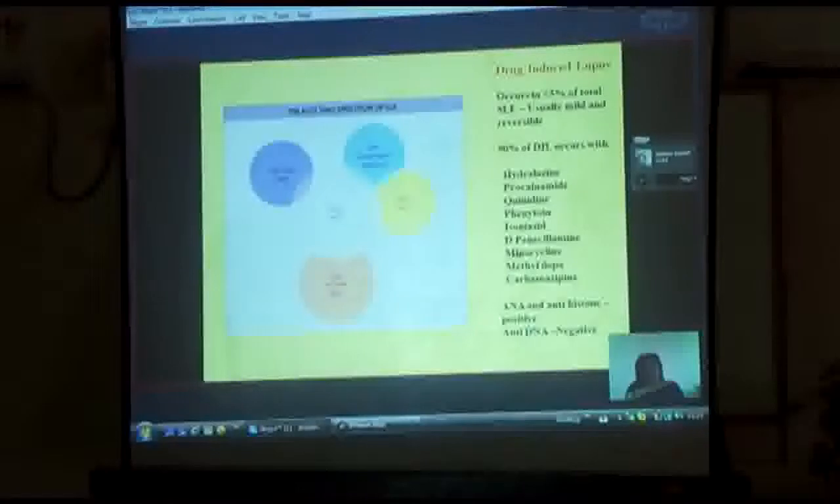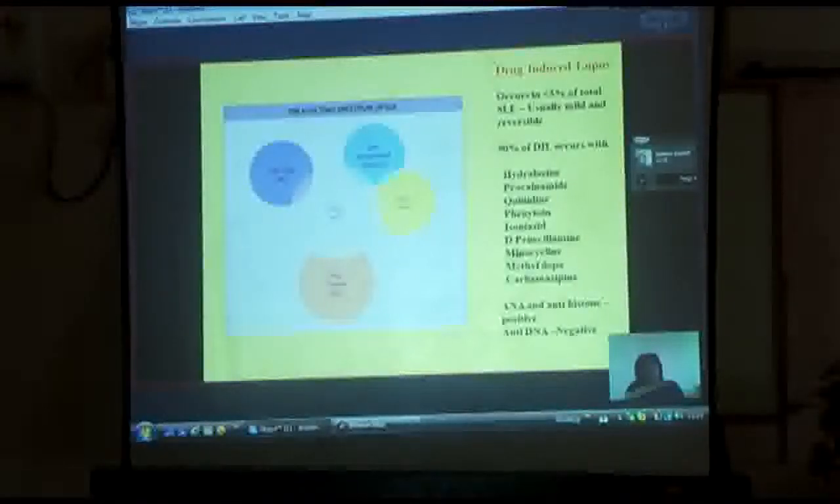This is the evolving spectrum of SLE. All of these can present with skin lesions and joint disease. Latent lupus is when patients do have symptoms and signs of lupus, but without having any autoantibodies. Drug-induced lupus is seen less commonly, in less than 5% of the total lupus population. It's usually mild and organ complications are not seen in these patients. 90% of patients with drug-induced lupus are due to these drugs.